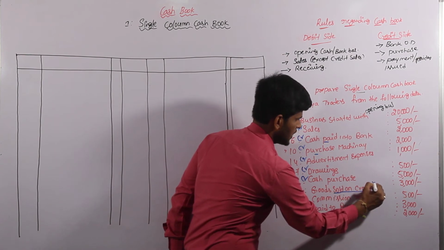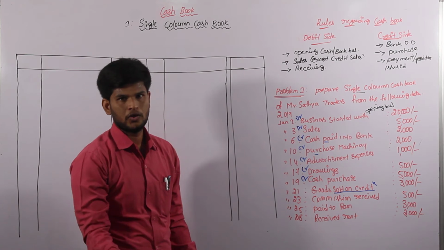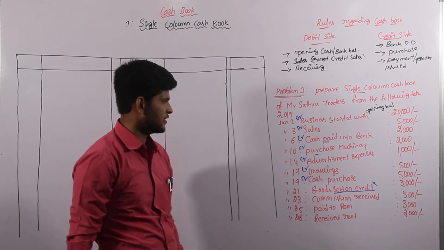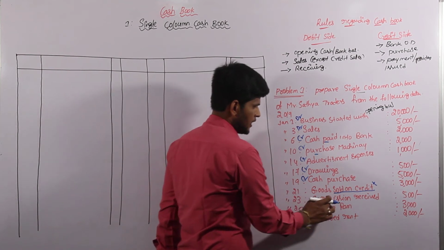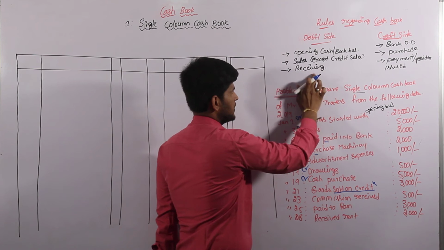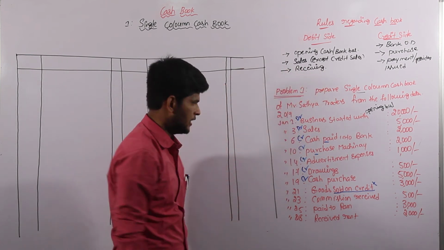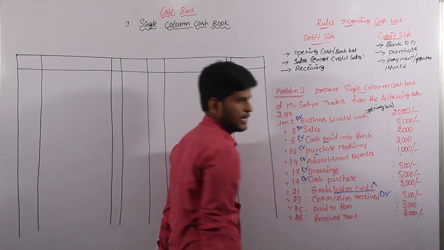We don't want to consider this in our cash book. Not only the single column cash book, in the three column cash book and two column cash book also, we don't want to consider these credit sales. And come to the next one, that is on 23rd, commission received. According to the debit side rules, that is the third condition, receiving is always debit side. Commission received will be on the debit side of the cash book.